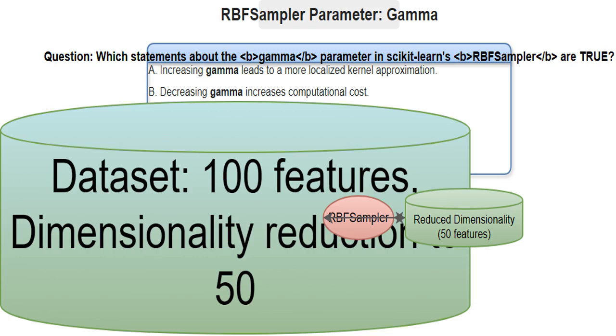We start with 100 features in our dataset. Using RBFSampler, I want to reduce the number of features to 50. This dimensionality reduction helps simplify the model and potentially improve performance, while also speeding up computation. It's a common technique in machine learning.